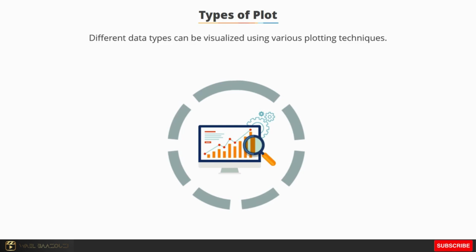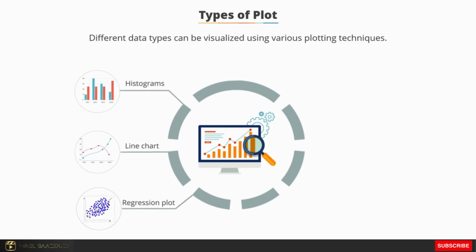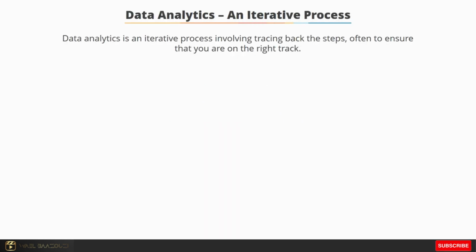If the data is continuous: histogram, line chart, regression plot. If the data is categorical in nature or you need to identify patterns in the data: scatter plot, cluster map, heat map. An important point to note is that the data analytics process is an iterative one.